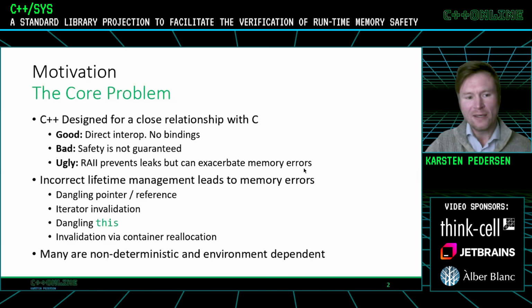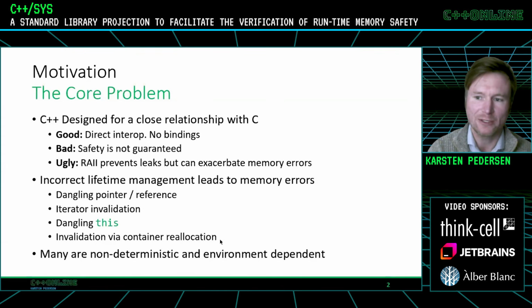It generally boils down to a wide range of these memory errors being due to incorrect lifetime management. Dangling pointers and things like that are generally caused by the memory lifespan not being correctly managed. What's worse is that many of these are non-deterministic and environment dependent, which means they're very difficult to track down and resolve, and they end up appearing at the worst possible time, in front of stakeholders and things like that.